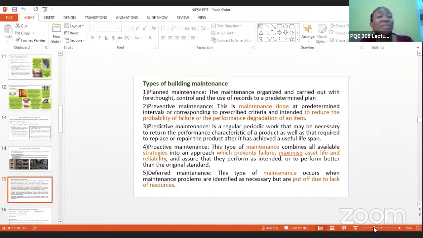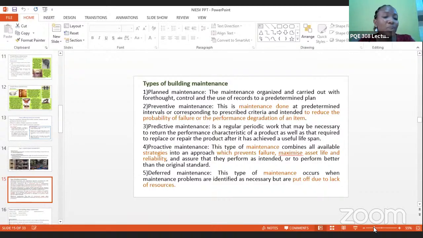The first one, planned, is something that you scheduled. You already have the forethought that, okay, I'm going to do this. It's kind of a routine maintenance. And for the preventive, you are trying to prevent failure. You are trying to prevent collapse. And that is why you are carrying out that maintenance at predetermined intervals. Let me say, probably every 3 months, every 6 months, this is what we are going to be doing in order to prevent cracks showing. Immediately you see a crack, you quickly rectify it. You don't allow the crack to widen up and become something else. So that is a preventive.